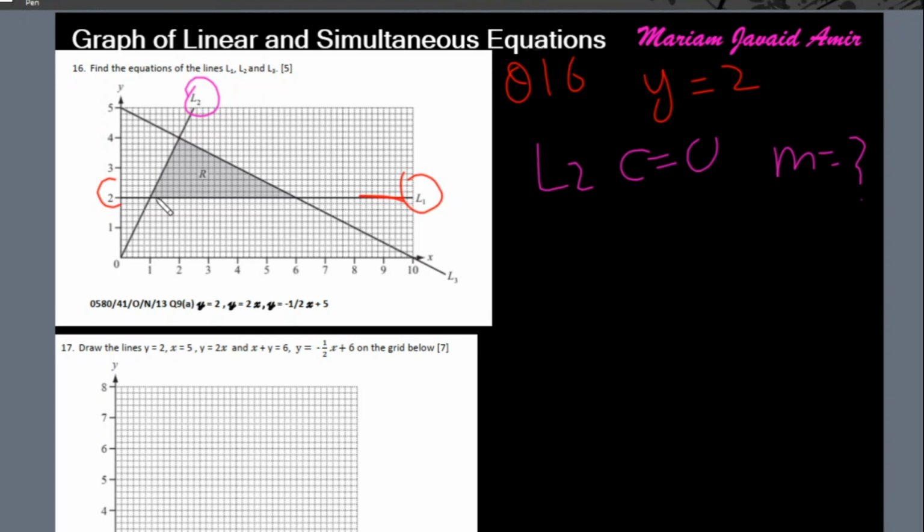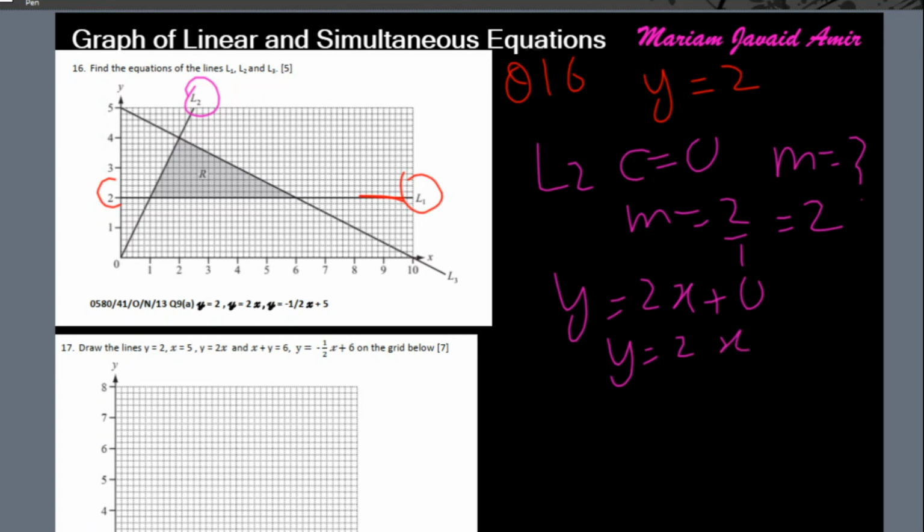So let's take this. The rise is 2 and the run is 1. So m will be 2 over 1, which is 2. So y equals 2x plus 0, which is y equals 2x. L3.